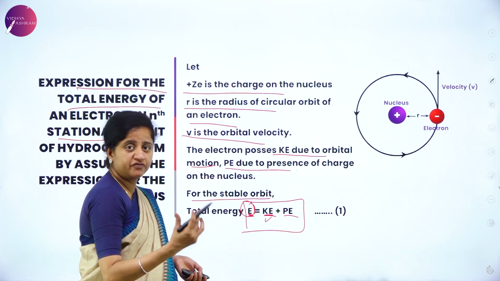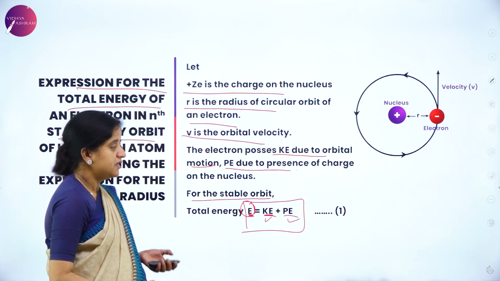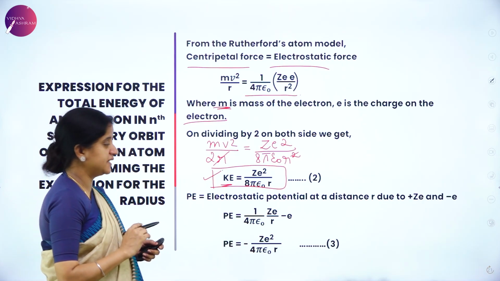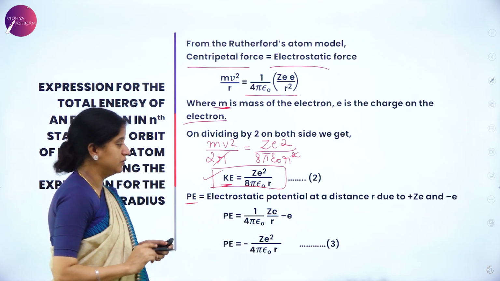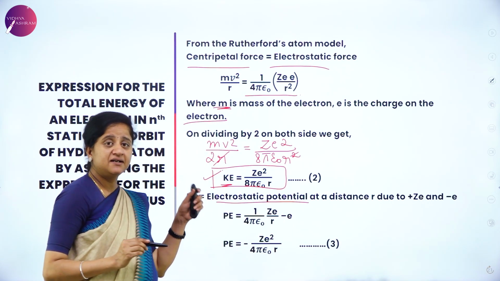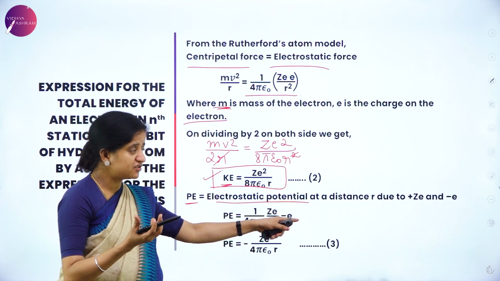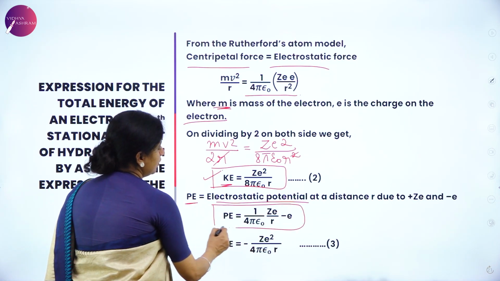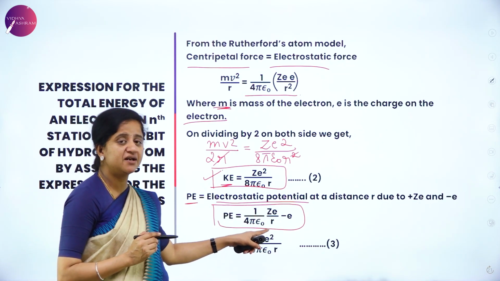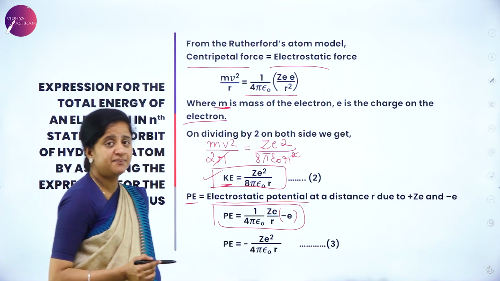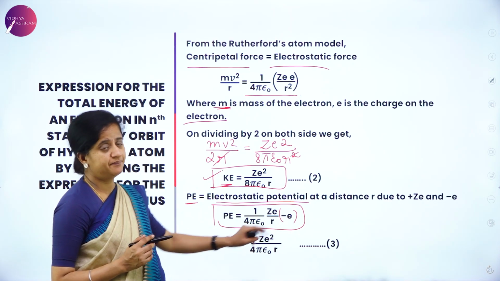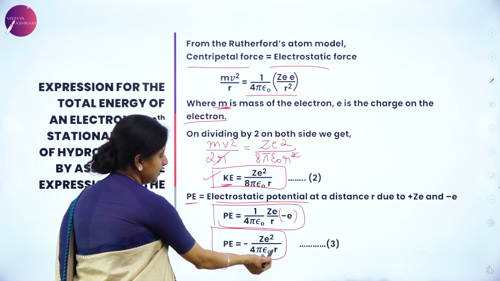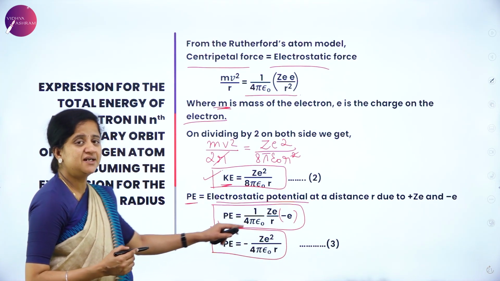Now in the first equation, we have to calculate energy. For that we need the term kinetic energy and also potential energy. So we have got the equation for kinetic energy. We shall derive the expression for potential energy now. So what is this potential energy due to? It is nothing but the electrostatic potential at a distance due to plus Ze, that is the charge on the nucleus, and also that due to the electron. So the potential energy is given by 1 by 4 pi epsilon naught Ze divided by r, and the charge on the electron is minus e. So the potential energy is equal to minus Ze square divided by 4 pi epsilon naught into r, which is my third equation.